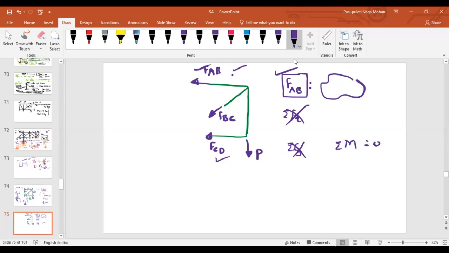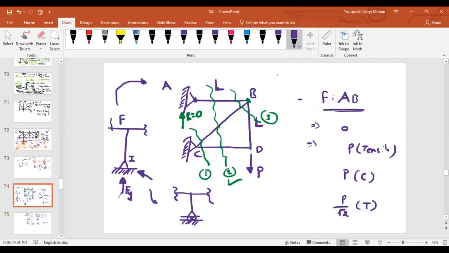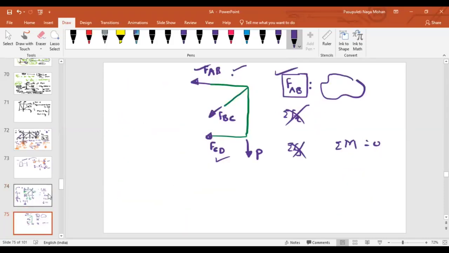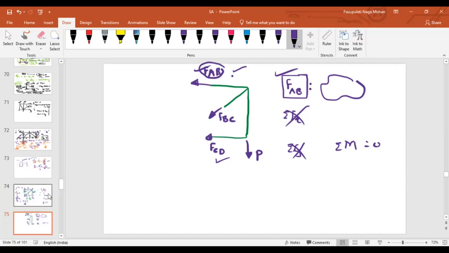Now the next point is, at which point do we have to consider the moment? At D, sir. B, sir. A, B, C, D. B for boy, C for cat, D for dog. The point you want to consider should not apply the condition. You want to find the force in member AB, right? Whenever you want to find AB, consider the point B.